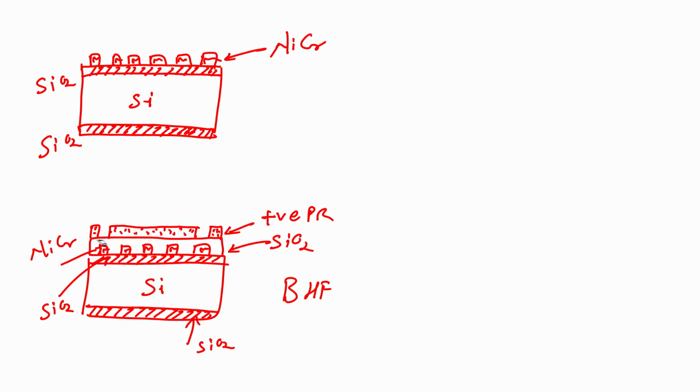If I use BHF, what will happen? I will etch the silicon dioxide from the contact region, which is my heater contact. See, there is no silicon dioxide in this particular area now. Now, I can access my heater, but what should I do with this photoresist? I have to strip off the photoresist.